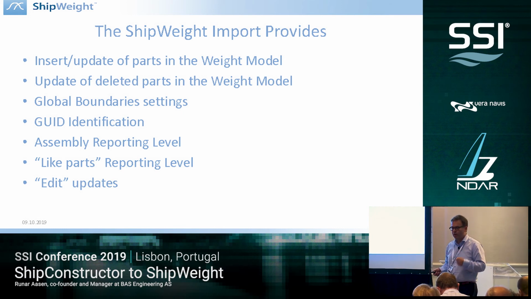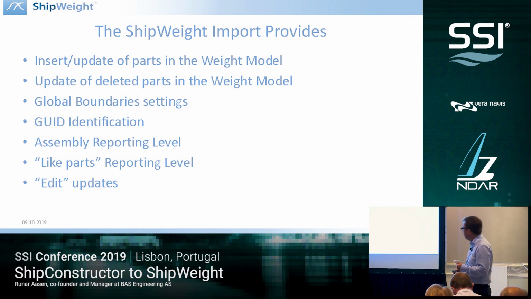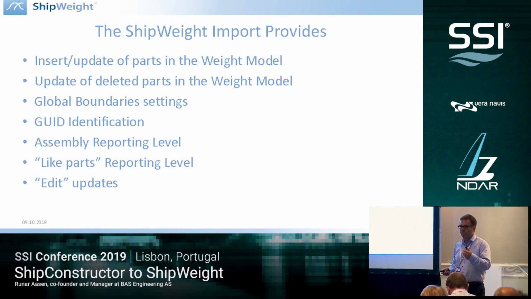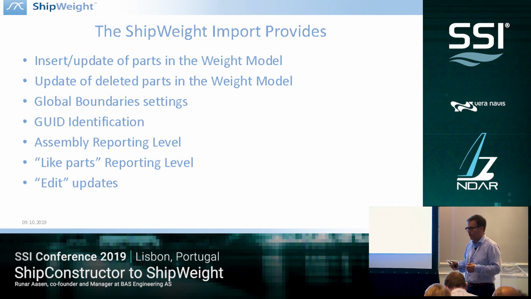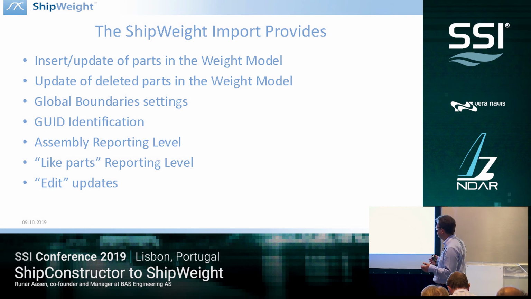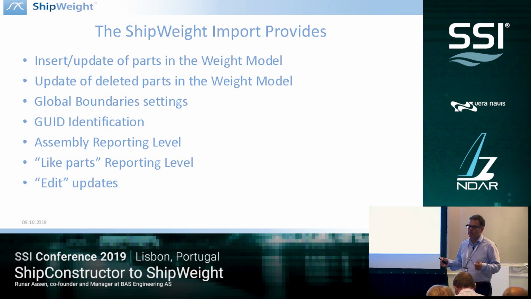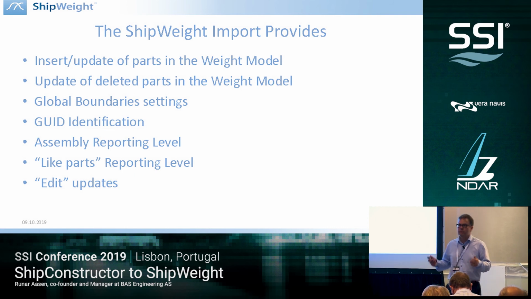And then we have two things that will help you simplify the reporting. We get in assembly information and like parts information. This means that you have the possibility to import all the details, but in the reporting, roll up to the assemblies so it's easier to check and verify the import and the results. And we have the like part reporting possibility, which means that identical parts can, in the reporting, be summarized to just one line and a number of the like parts instead of having a long list of very small, tiny parts.